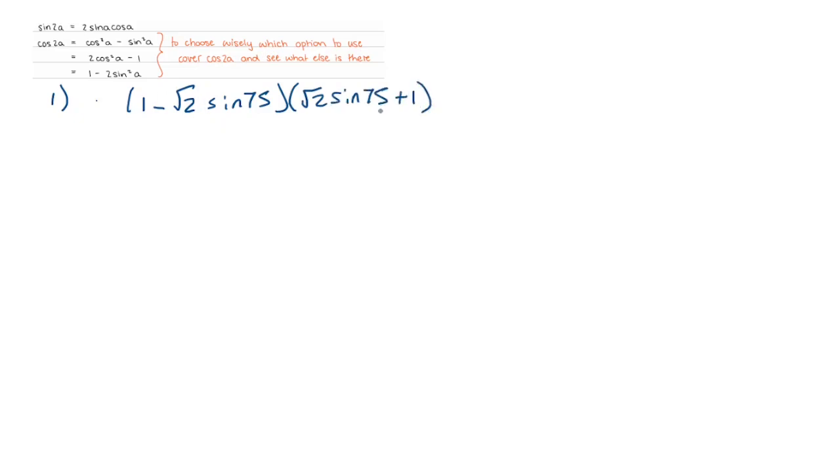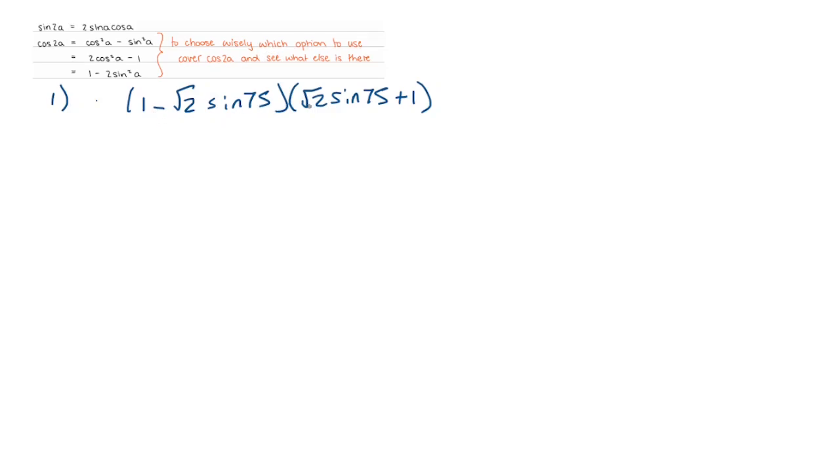You can just FOIL this out, old school, or if you notice, this is basically a difference of squares: 1 minus this thing and 1 plus this thing. It doesn't matter that this is the wrong way around when it comes to a positive. And so I'm going to do it the quick way.